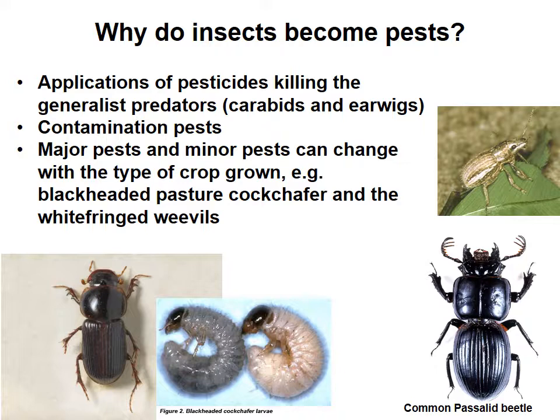It's important to consider the fact that major pests and minor pests can change with the type of crop grown. That is, not all pests are equal in the amount of damage they do in a particular situation. So, for example, the black-headed pasture cockchafers are major pests, and white-fringed weevils are minor pests in pasture. But the weevils can become a major pest if a susceptible crop such as potatoes is planted.